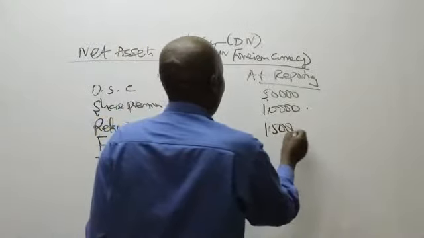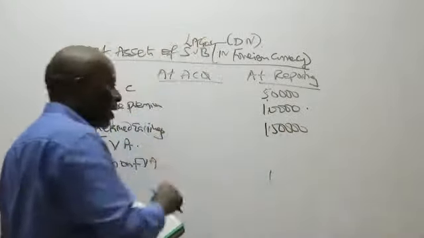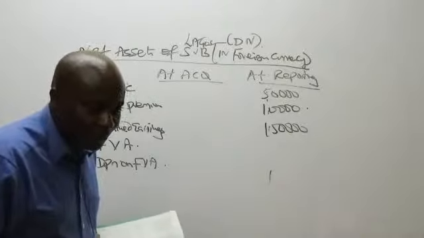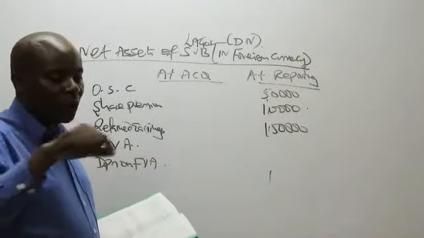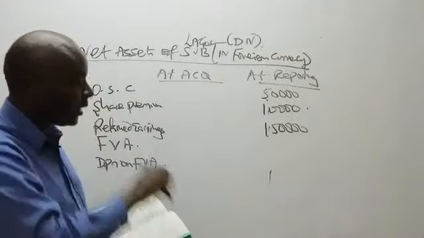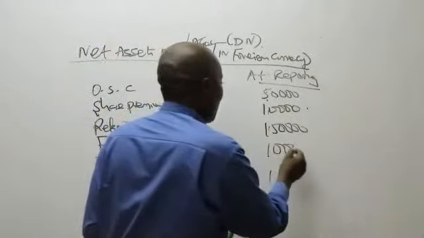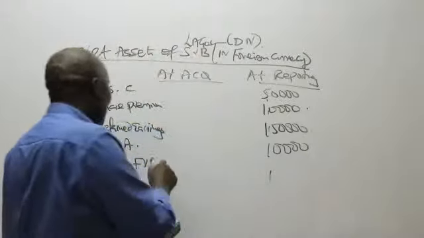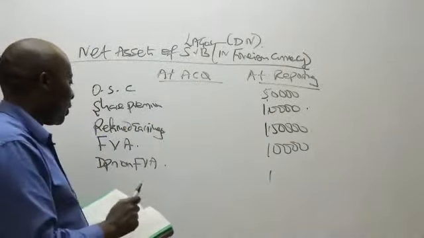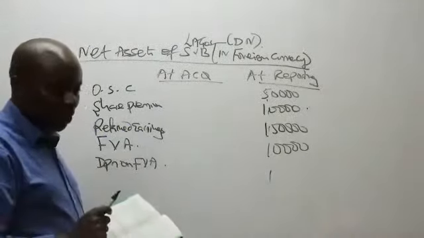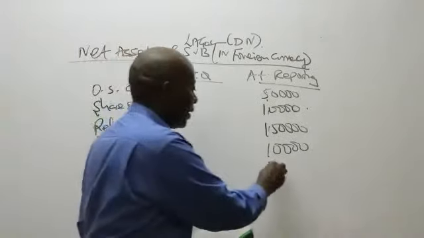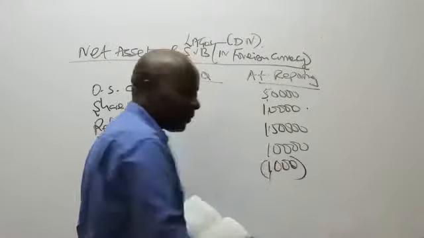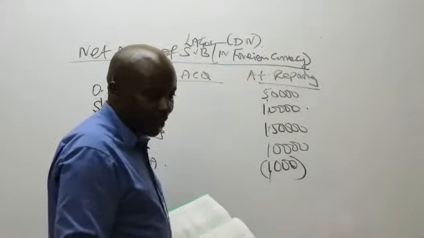150,000. Are you able to see the fair value adjustment of Lagos assets? What's coming in? 10,000. Thank you very much. How about the depreciation on fair value adjustment that we got? Do you remember depreciation? So it's 1,000. But remember, this is something you deduct.